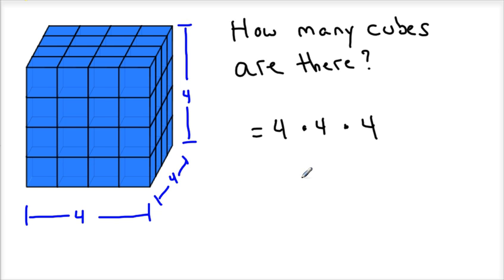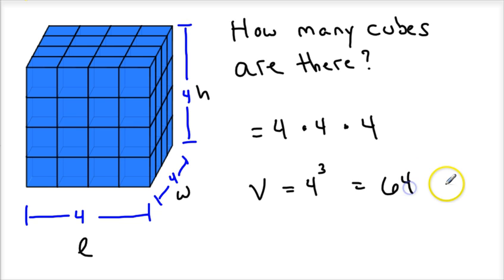4 to the 3rd. What else does this represent? Taking this length, this width, and this height. So this is the volume of the cube. So the volume of the cube is 4 cubed, which equals 64, whatever the units are, units cubed.